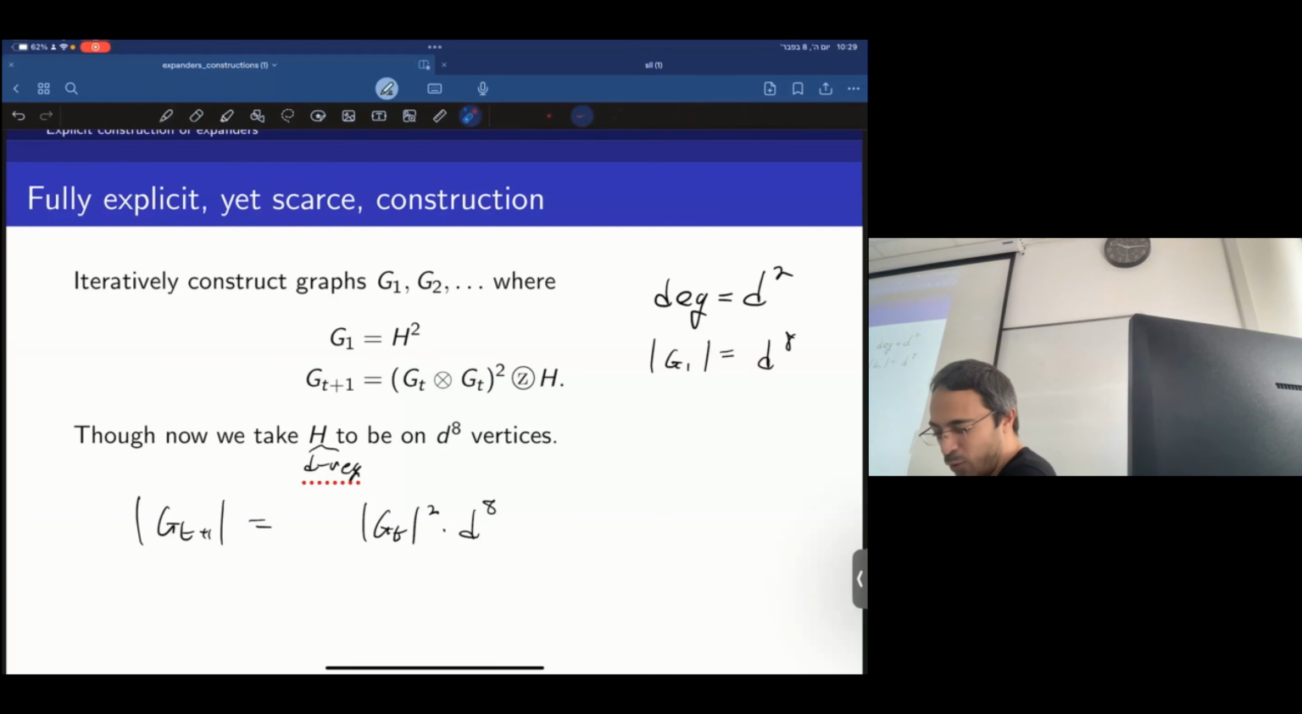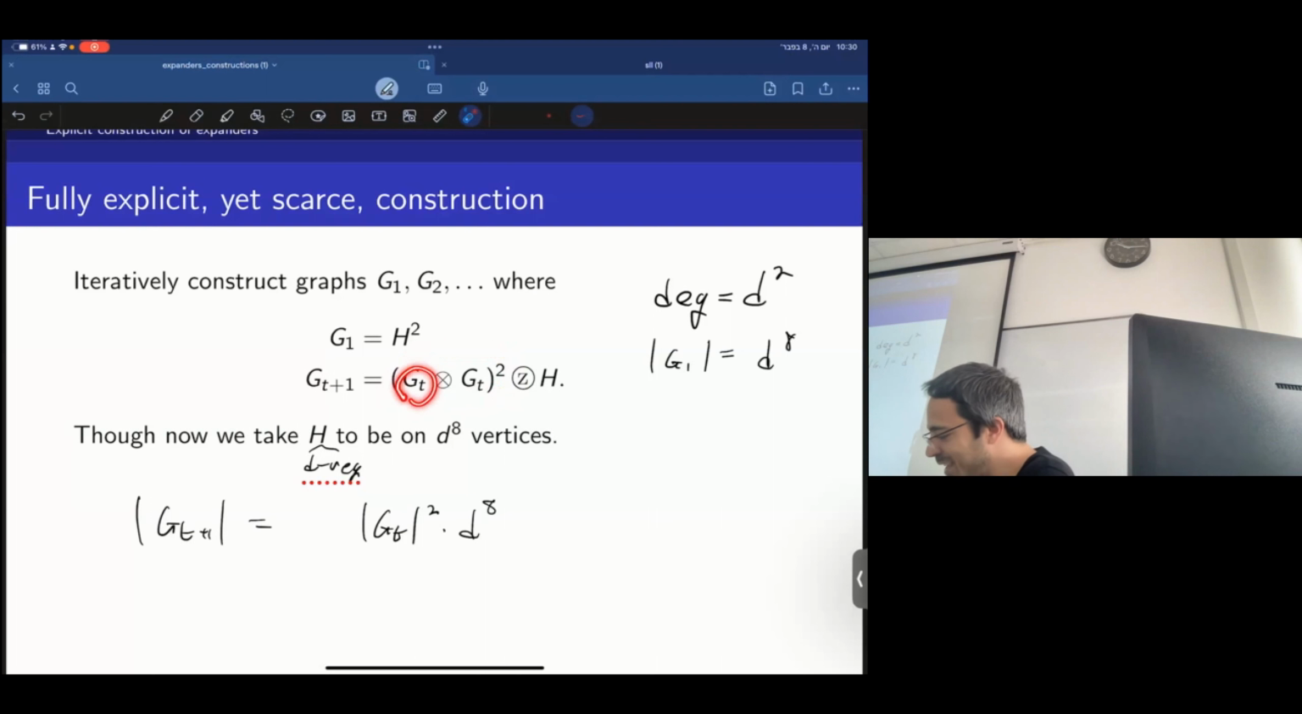But even before we do that, we also want to make sure that we can apply the zigzag. I forgot to do that. So we needed the degree of this graph to be the size of that graph. The size of H is D to the 8. So let's make sure that the degree here is D to the 8.